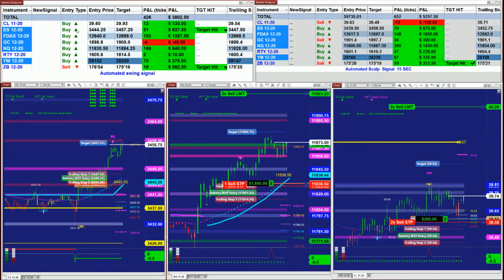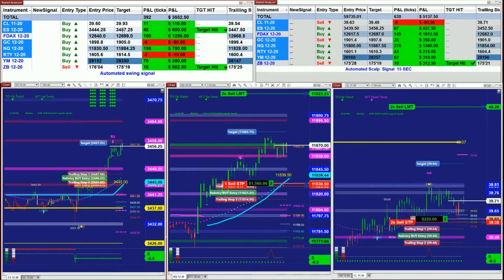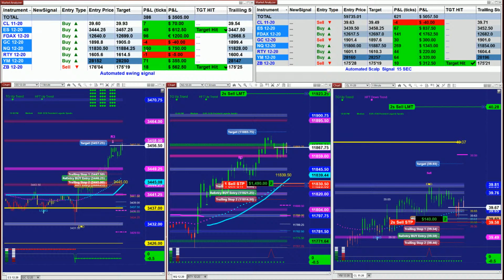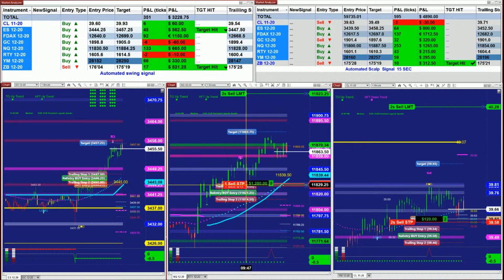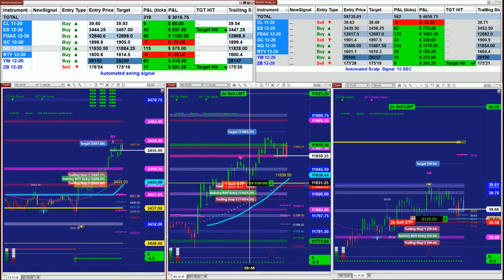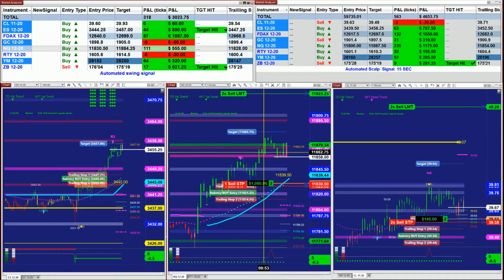On the ES, we had an entry at 34,44.25, target 34,57, nailed 49 ticks based on one contract. The DAX is 100 ticks on one contract. Down with the gold, Nasdaq 150 based on one contract, but we have two contracts on the Nasdaq, so this is double the amount. On the Nasdaq, we have 120 ticks based on one contract is 550, two contracts 1,170.